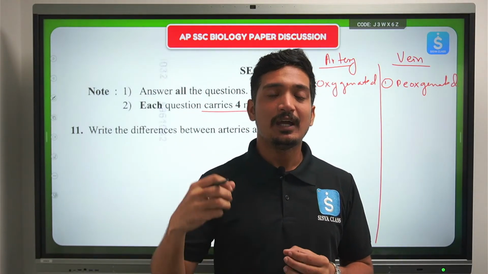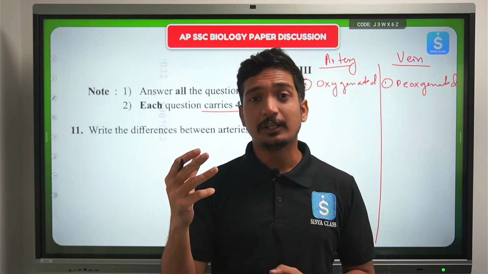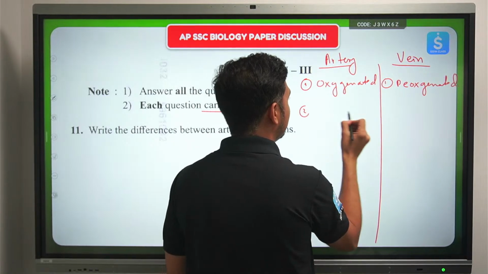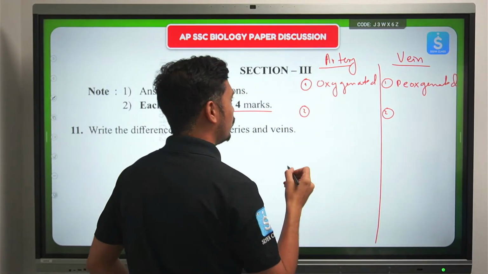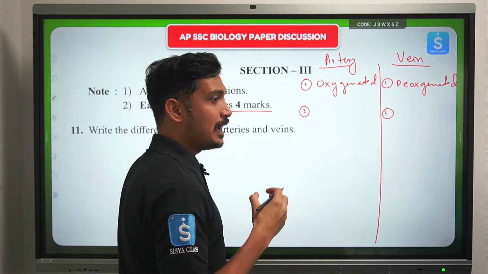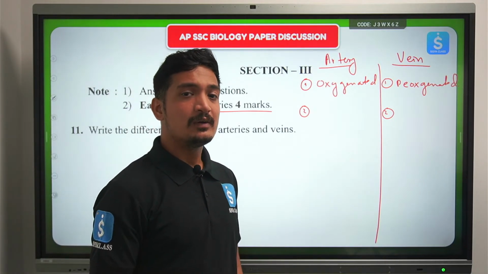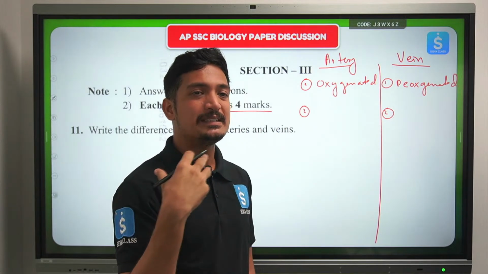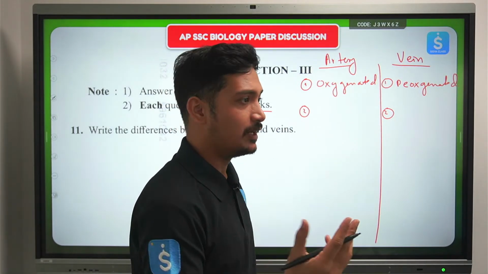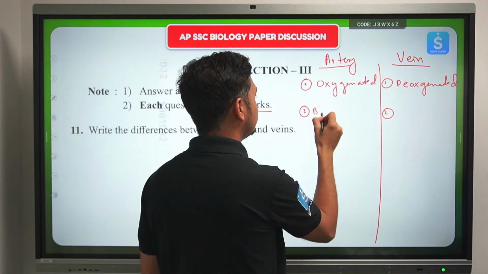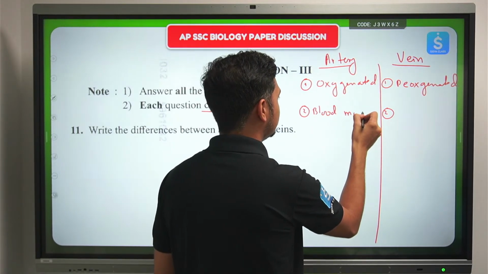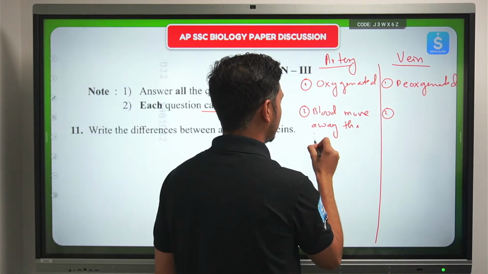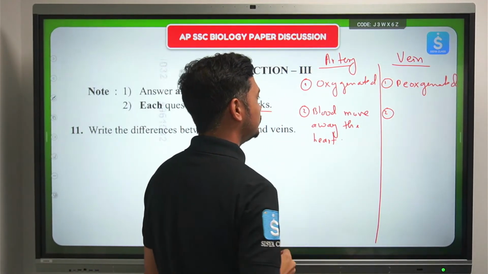This vein actually carries oxygenated blood from the lungs to the heart. Okay, therefore here we can get the second point. Second point is, every artery is a blood vessel which takes the blood from the heart to the organs. So basically it takes the blood away from the heart. Okay, so I'll say blood moves away the heart.